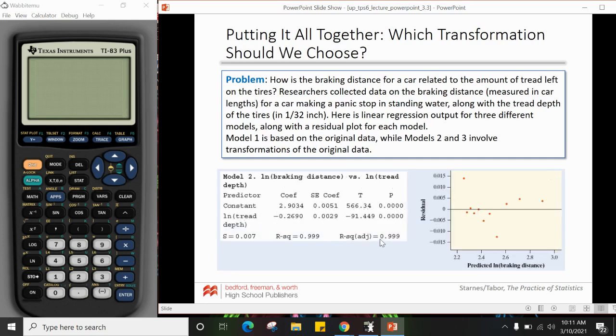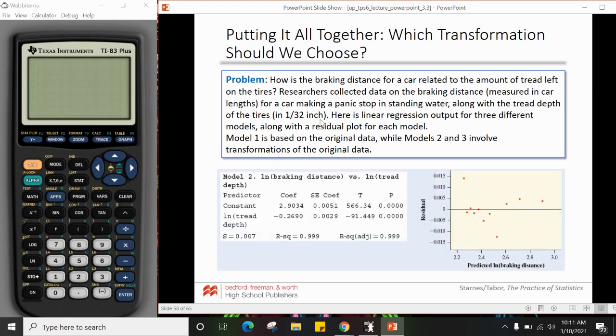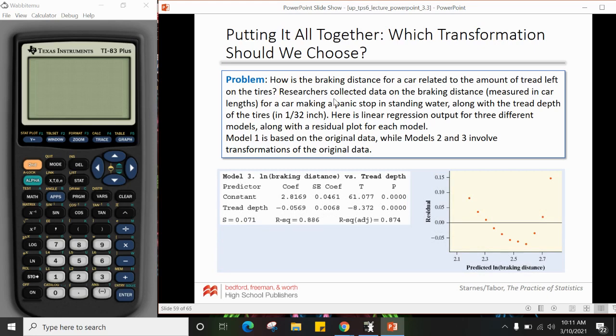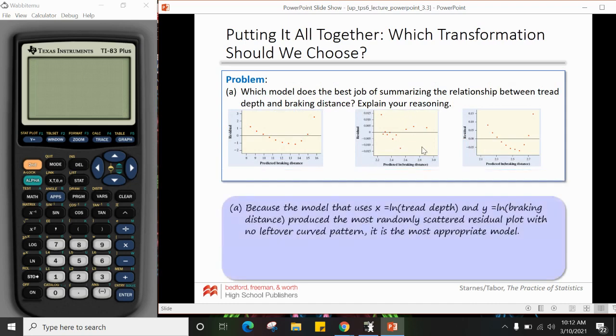Also, as you may notice in the data, my R squared is about 0.82 for this one, 0.99 for this one, and 0.886 for this one. Now, again, you must know if it's a linear model or not before that's useful. But it is good to see that my R squared is increasing as well. So it seems like I'm getting a better model in model 2 than models 1 and 3. Based on the residuals, the middle one is the most random out of all of them, there's no pattern. That's probably the best one to produce a linear model. So my x would be ln tread depth, and my y would be ln braking distance. That seems like the most appropriate model right now.